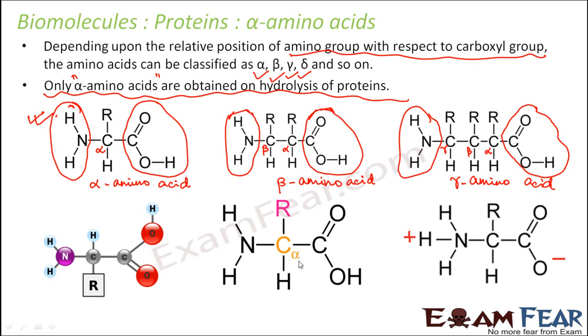Here you can see this is your alpha amino acid. This is the carbon of the carboxyl group, this is the alpha carbon, and from here the amino group is connected. So this is your alpha amino acid. Basically this is how it is represented here. This is your amine group, this is your carboxyl group, and here you have an R group. What is this R group? This R group is nothing but the alkyl group. So this is your alpha amino acid, and this is how the structure looks.